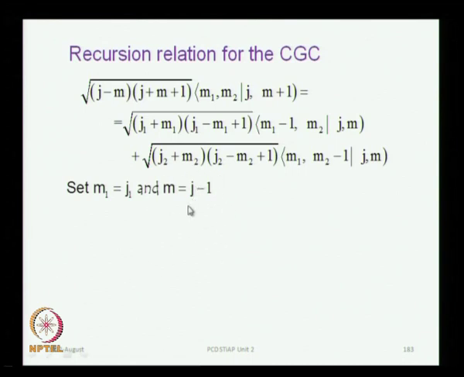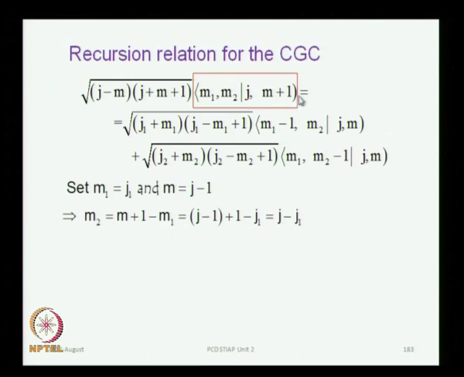Now corresponding to this choice, in this coefficient here, this quantum number m plus 1 must be equal to the sum of these two, otherwise the Clebsch-Gordan coefficient is 0. So m2 in this case must be the difference between this m plus 1 and m1. So it is m plus 1 minus m1, and since we have chosen m to be j minus 1, it is j minus 1 plus 1 and then you subtract j1. So this is j minus j1. So that is what you get for m2. Okay.